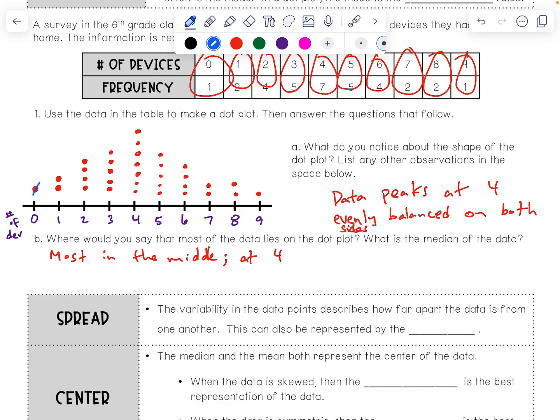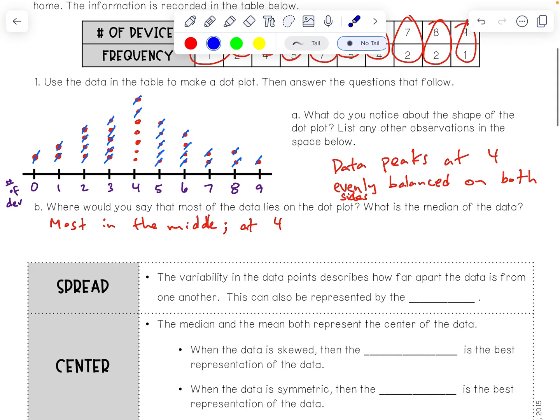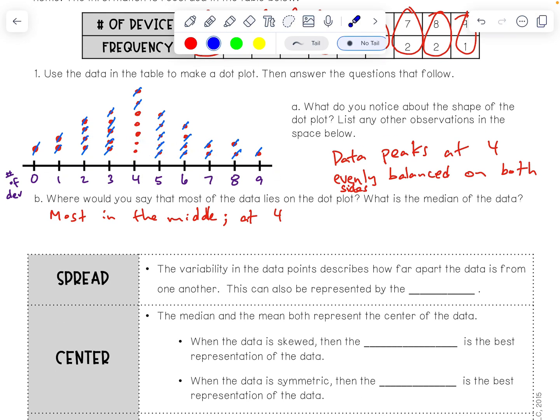So like 1, 1, 2, 2, 3, 3, 4, 4, 5, 5, 6, 6, 7, 7, 8, 8, 9, 9, 10, 10, 11, 11, 12, 12, 13, 13, 14, 14. All right, and as you can see, you're going to start scratching from the middle, but they're all 4s. So the median is going to be 4. So you can figure out a median using a dot plot that way.